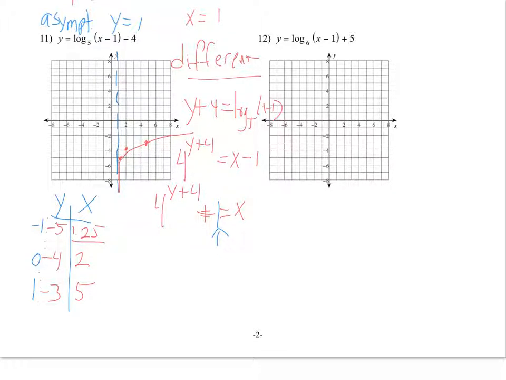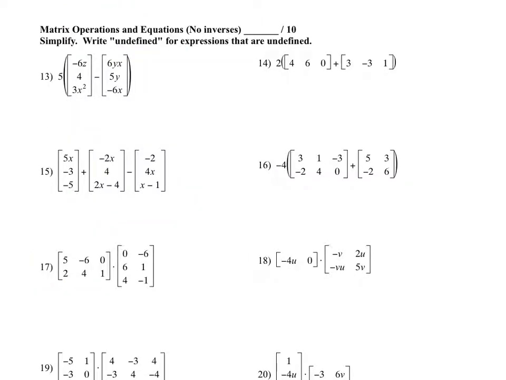That's kind of a shortcut. It's a little bit more confusing because we're using a yx table instead of an xy table. But it can save us a little bit of time in that process. Next up, we got some matrix operations. I'm going to do a selection of these just to kind of see where we are.